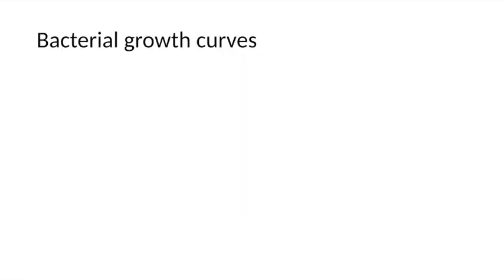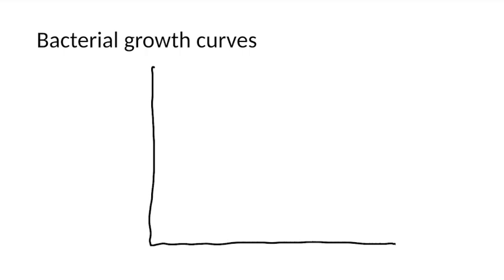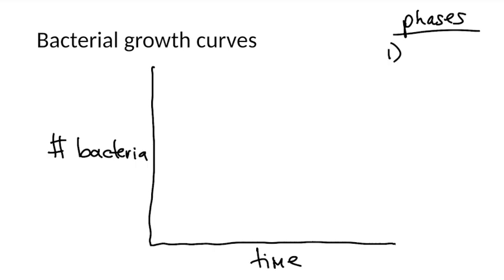When we start a new culture of bacteria, we can monitor its growth over time. And this can be really important if you're using bacteria during experiments because you want to make sure that they're growing really quickly when you carry out your experiments. And there are a few what we call phases to a bacterial growth curve. So there's 4 phases and they go like this.